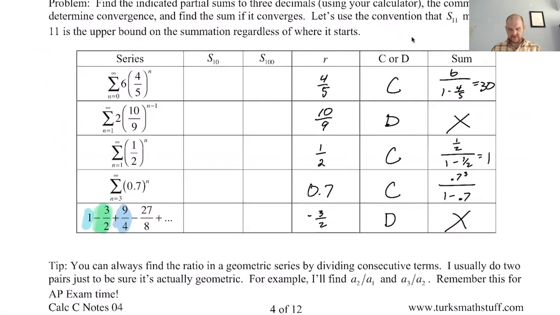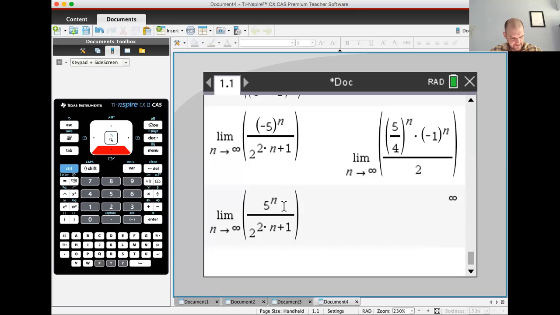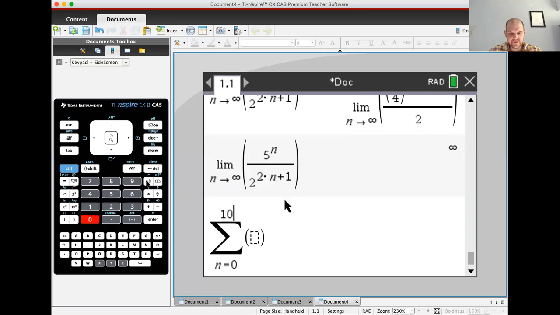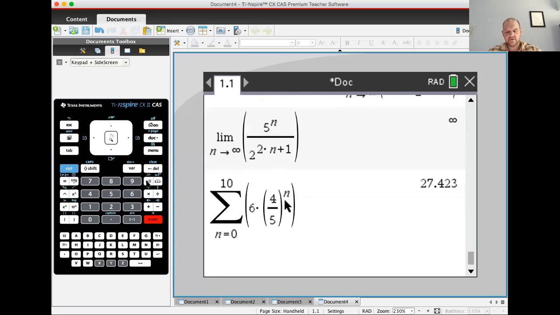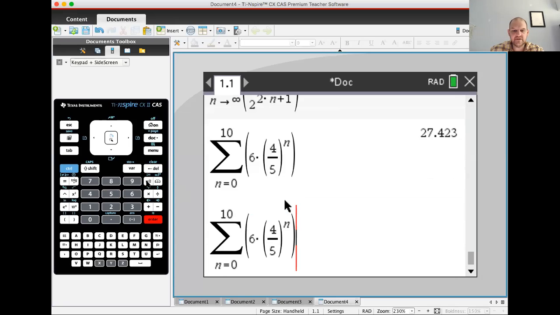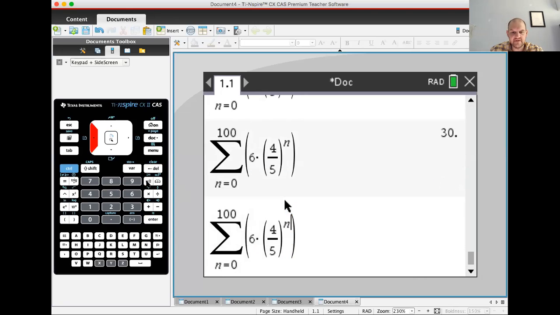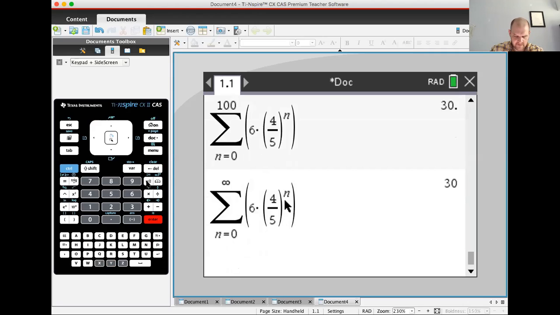And now we're going to use the calculator to find the partial sums and then be done with this page. So all calculator from here. If you know what you're doing, go live your life. The sum from 0 to, first just 0 to 10, 6 4/5 to the n, control enter, so 27.423. Fill that in. Then we do 100. I always do 10 and then 100, as if those are... 3 decimal places, we get 30 already. Then we know if we go to infinity, it's going to give us 30 because we worked it out. But still, let's do it. Infinity, 30.